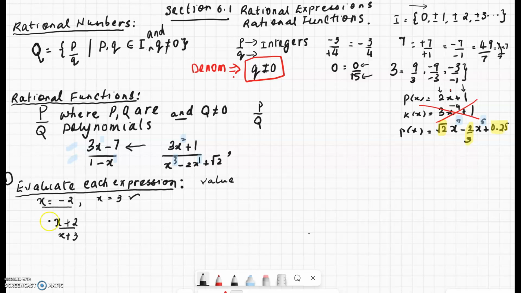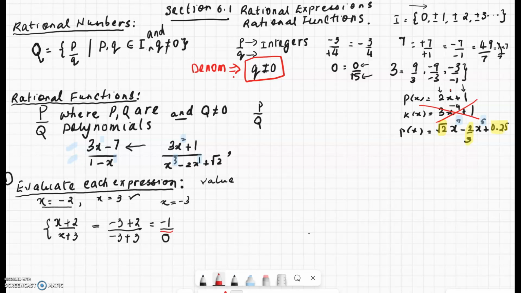Let's look at this rational expression again. It's a polynomial over a polynomial. So it's called a rational expression. It's not an equation, so it's just called an expression. So let's plug in x equals negative 3. So you get negative 3. Wherever you see an x, plug in a negative 3, plus 2 over, in the denominator, negative 3 plus 3. So this is equal to negative 3 plus 2 is negative 1 over 0.